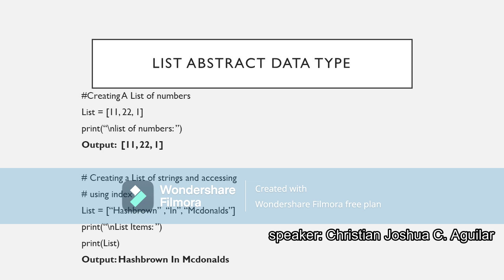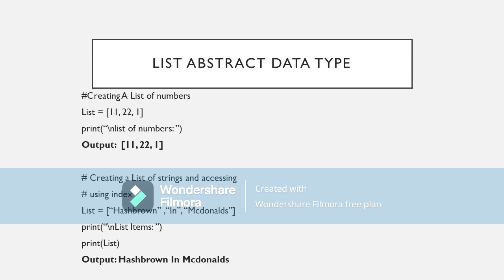This is how to create a list of numbers. We have the container list, and enclosed within it are the values 11, 22, and 1. Then print the list of numbers. Next is how to create a list of strings and access it using an index. So here we have a list of strings, namely hash brown, then in, then the word McDonald's, then we print the output: hash brown in McDonald's.